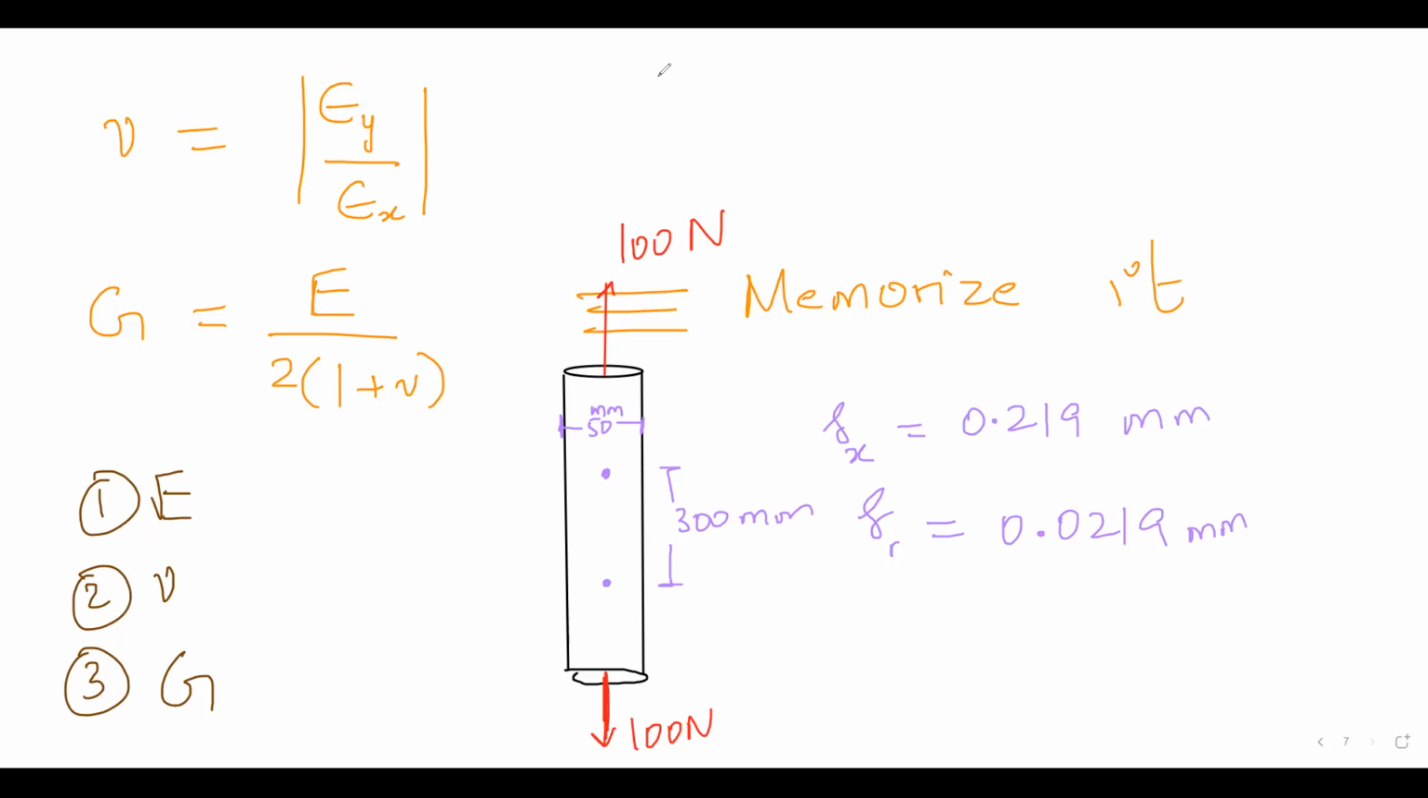I am asking you, use the imagination and find the elastic modulus, find Poisson's ratio, find the modulus of rigidity using this very simple lab test. I made a mistake, by the way, it's millimeter. Let me double check the values again. 300 millimeter.